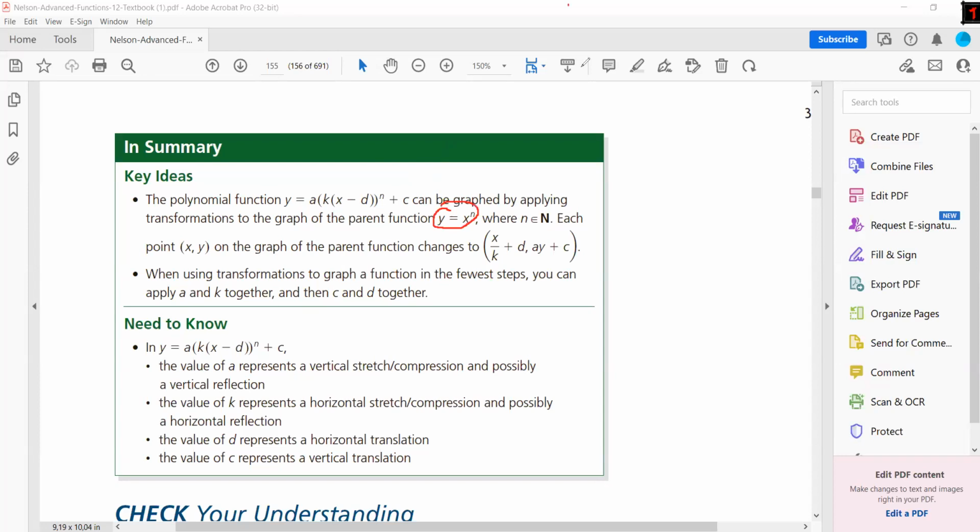We're transforming the parent function with respect to these coefficients, now that we know what these coefficients do. Here n belongs to the natural numbers, that's what we say about the exponent. The exponent cannot be a fraction or an irrational number. Right now, we work with the exponent only as a natural number. Each point (x, y) on the graph of the parent function changes to (x divided by k plus d, a times y plus c).